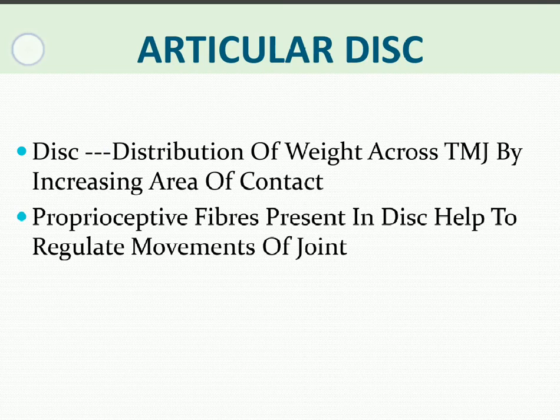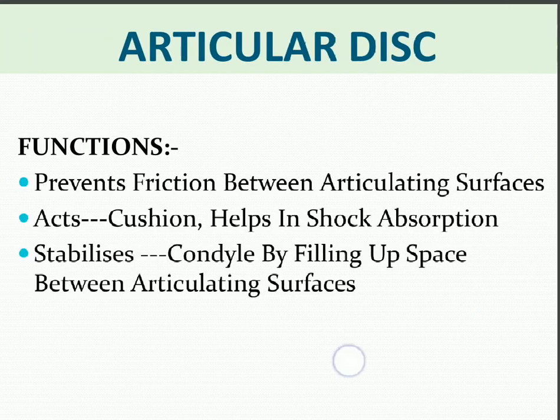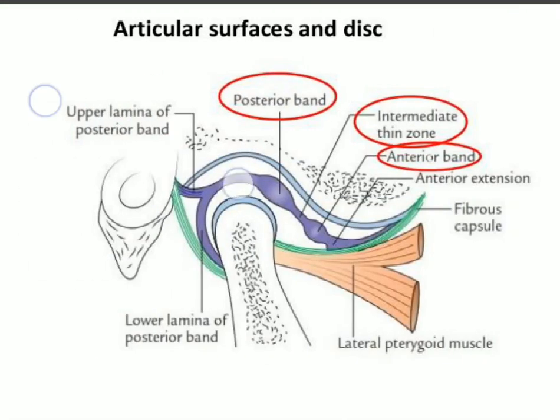Weight distribution across the TM joint is possible because it increases the area of contact. So as you can see here, basically this is head of mandible and this is that fossa. But at this point alone the weight does not stay. It is distributed to a larger area because of this articular disc.